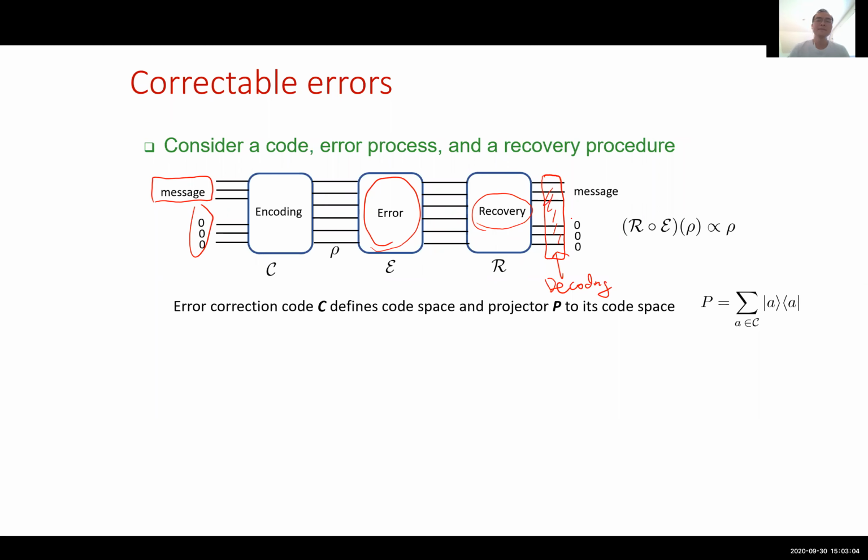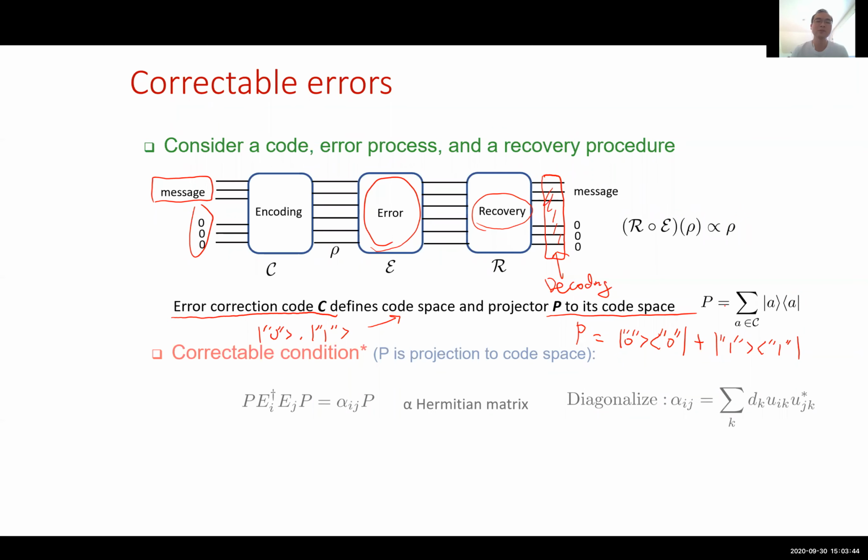Okay, and so from Shor's code, we know that the error correction code gives you the logical zero and logical one. And these two basis states define the code space. And from the code space, they define the projector. So for example, in Shor's 9-qubit code, you define the projectors. They project to the code space. So formally write this. Okay, so this projector is basically projecting to the good subspace.